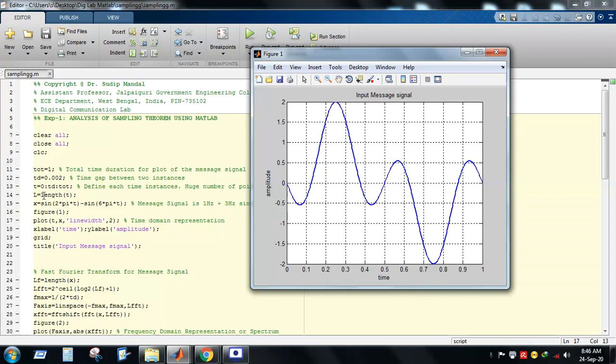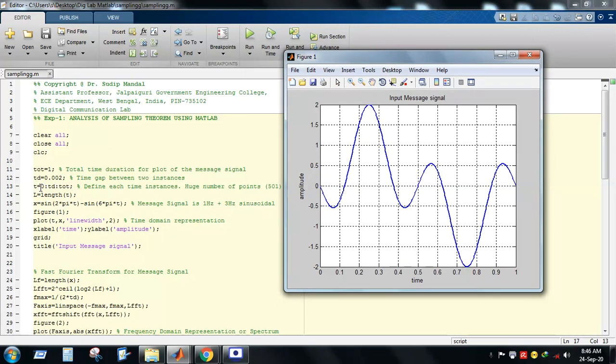Next we define t as 0 colon TD colon TOT. That means we are defining the total time instances within 1 second. The value of t is first 0, then 0.002, 0.004, 0.006, like this, and it will go up to 1, and it will calculate the length. Then we define x as sine 2 pi t minus sine 6 pi t.